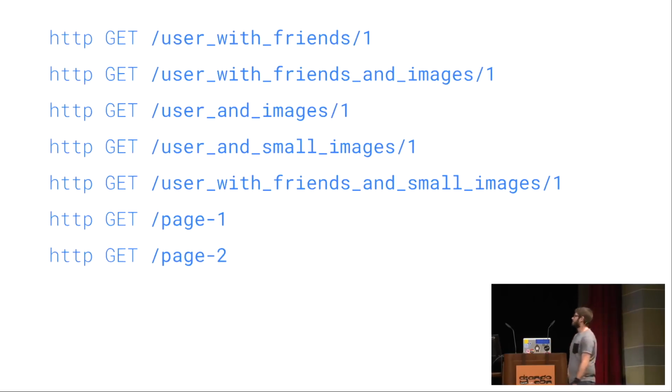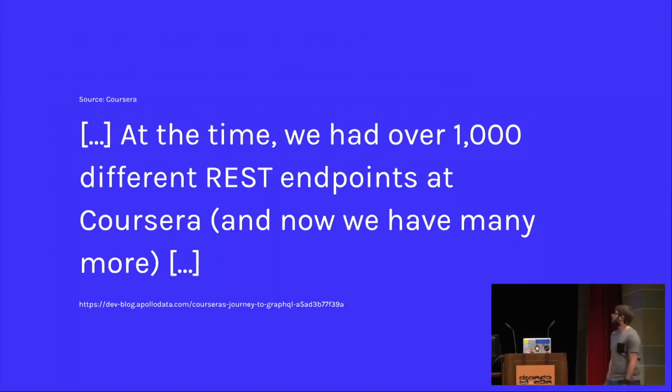And this is a huge problem if you have a complex application, or many devices, or different pages. For example, Coursera, which is now migrating to GraphQL, at some point had more than 1,000 different endpoints, which is a hell of a lot. And you can imagine trying to maintain this code base. It's really hard, especially if you hire a new developer, you have to get them up to speed, and it takes a lot of time.